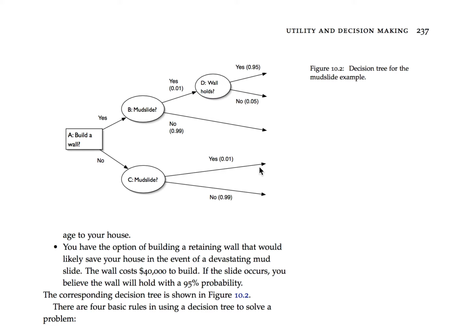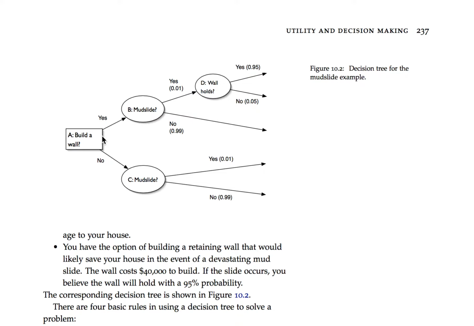Hi everyone. I just wanted to post a short video here in which I'll walk through a simple example of solving a decision tree problem. So I'm on page 237 of chapter 10 of the course packet, and what you see here is a simple example of a decision tree. This is for the problem where the decision that we face is whether to build a wall or not to protect a house in the event of a mudslide.